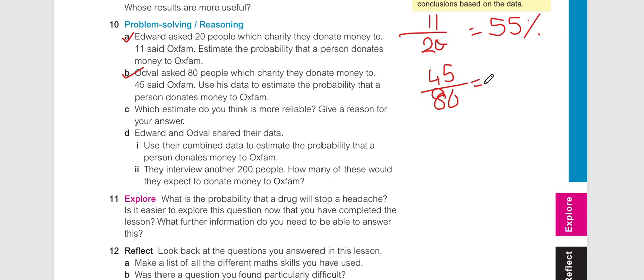What is the value? You can write it as a percentage. Anyone who can give me the answer? It's going to be 56.25%.